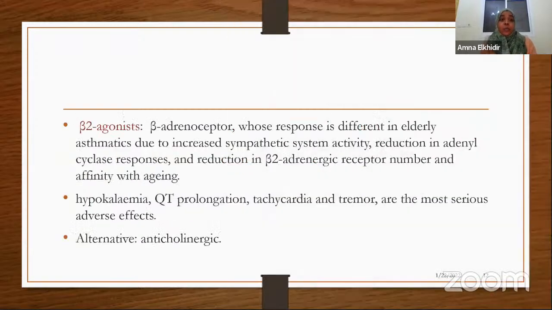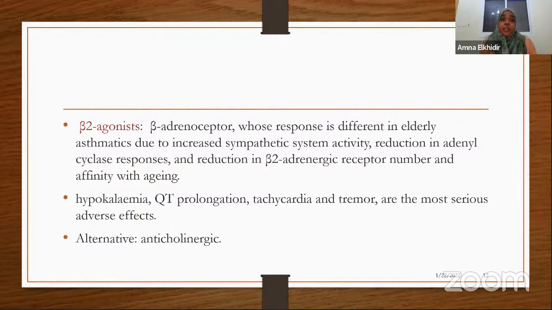The second drugs are beta-2 agonists. The response to the beta-2 agonist is different in elderly asthmatics because they have increased sympathetic activity, and this may affect the metabolism and the efficacy of drugs. The drugs work differently between young and elderly populations. The major side effects of beta-2 agonists are hypokalemia, because they induce intracellular movement of potassium. And in ECGs, we have QT prolongation, tachycardia, and tremor.